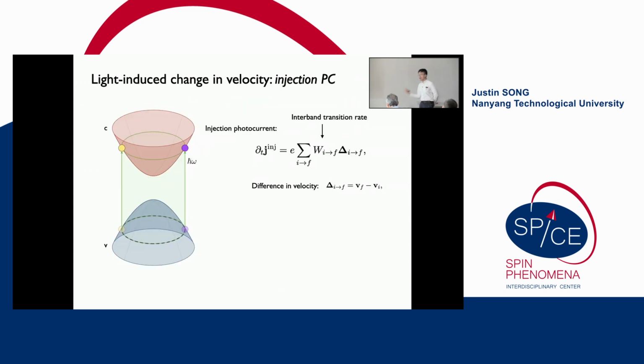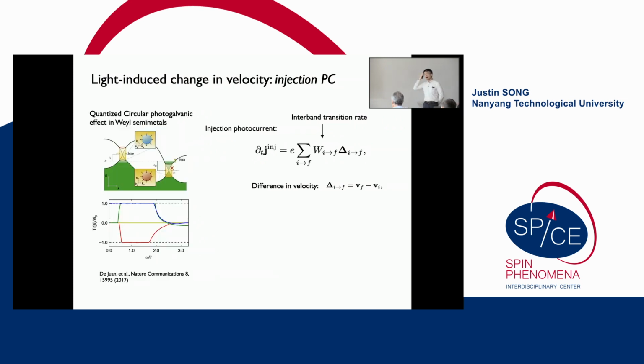All right, and we've already seen this yesterday. Yesterday, Claudia talked a little bit about injection photocurrents, and injection photocurrent is quite simple. You have an interband transition rate from the valence band to the conduction band, and there's a change in the velocity of my electron from valence to conduction band. So this is per second, delta is velocity. Velocity per second times E is a change in current. So that's a change in time and current. That's why it's injection photocurrent.